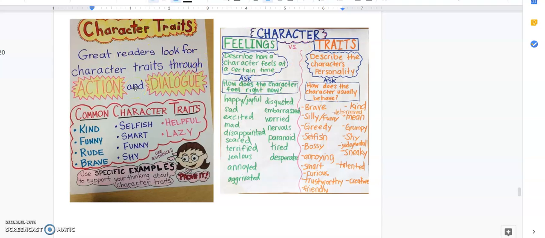And your character traits are going to help you figure out their motivation. Why did they do something? Well, so and so did this because they're selfish. So the character trait helps you understand why they might be doing something. Okay. If they're brave, then yeah, they're going to go run into the burning building. If they're scared, they're going to run away, right? So things like that, you want to make sure you're thinking of.